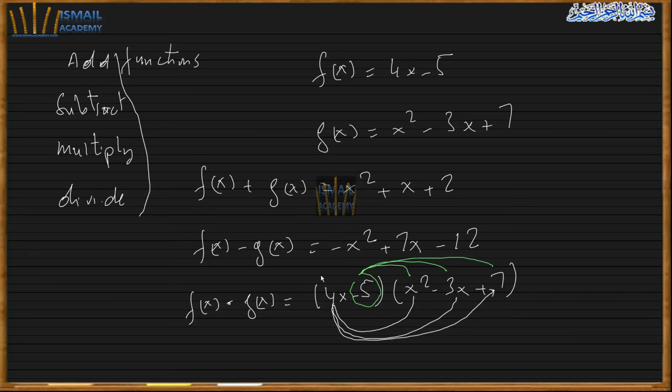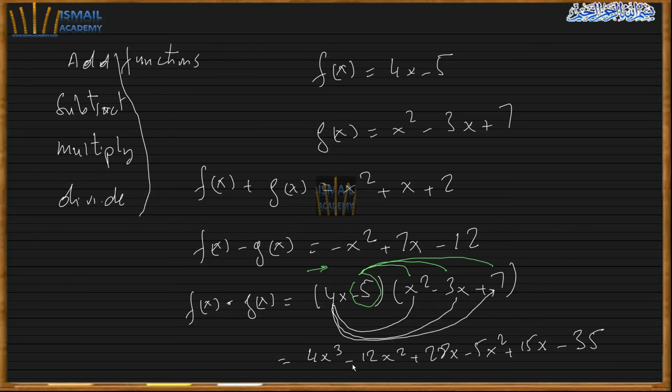Then we keep moving from left to right. You start with the first term, distribute it to all the terms of the second expression, move to the second term, distribute to all the terms, move to the third one, and so on. So in that case, what we'll end up having is 4x cubed, then minus 12x squared plus 20x minus 5x squared plus 15x minus 35.